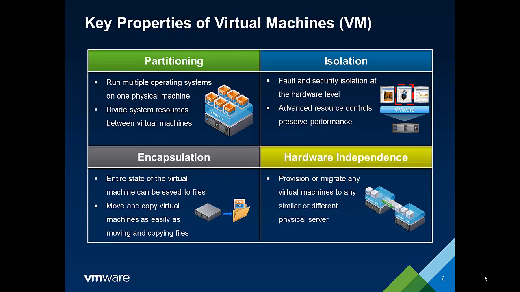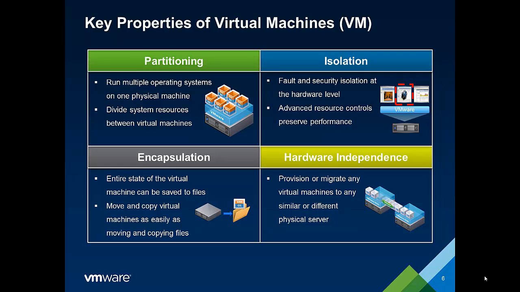There are several key properties that make up a virtual machine. A virtual machine is essentially a set of files, and with that, we need to run them separately because we are running multiple virtual machines on top of one physical server. So we need to have partitioning between them. This allows us to run those multiple operating systems on one physical server. So we need to partition off those VMs appropriately.